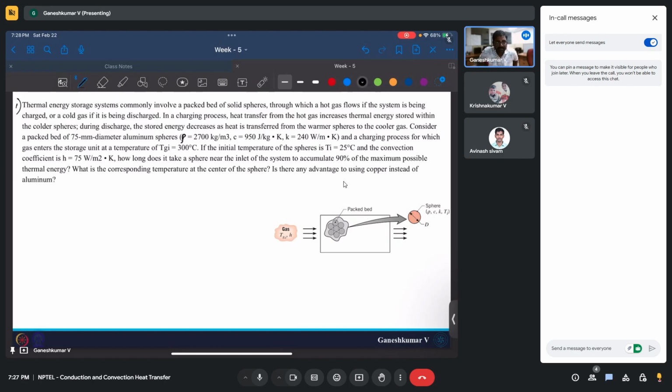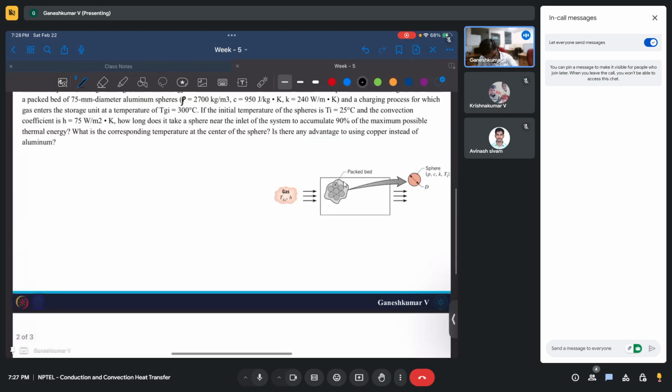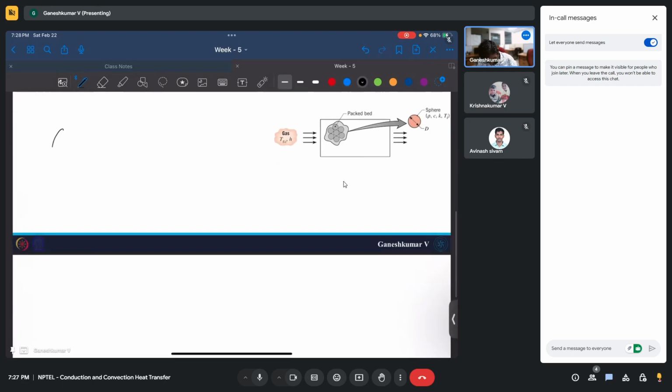So that's what the problem is about. We have to find out the time it takes to store 90% of the maximum thermal energy it can store, and we also need to find the temperature. Let's just focus on that first. If I want to draw a sphere, this is a sphere made of aluminum, and this is 75 mm in diameter.